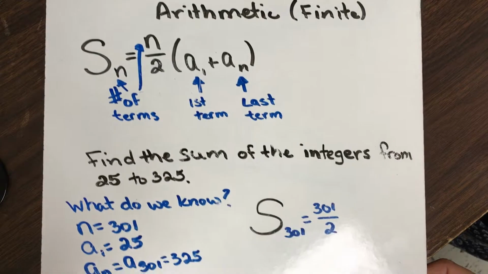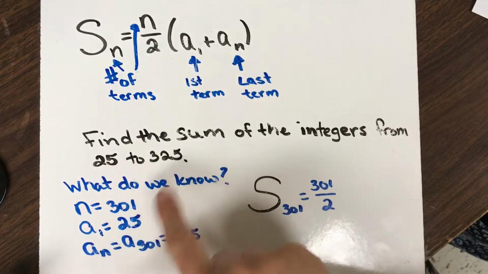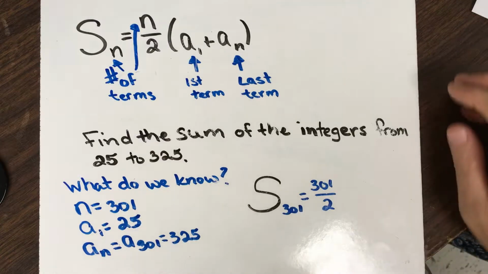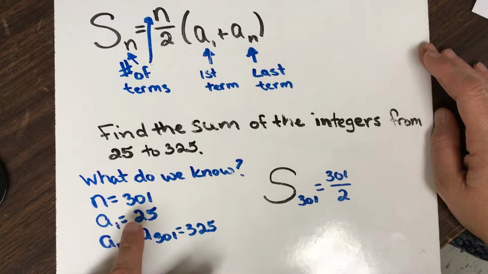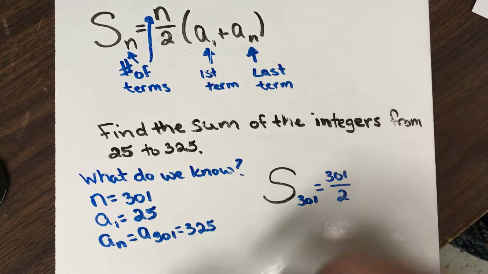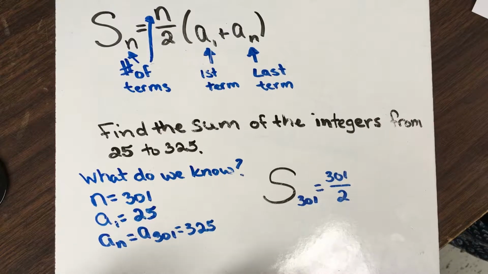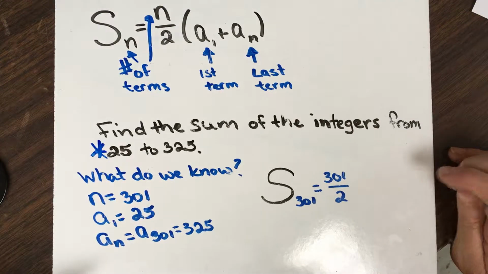So let's just jump right in. Find the sum of integers from 25 to 325. All right, so things that we already know. We know that there are 301 terms in the sequence. We know that our first term is 25, and we know that our last term is 325. All that information was given to us in this small statement here.